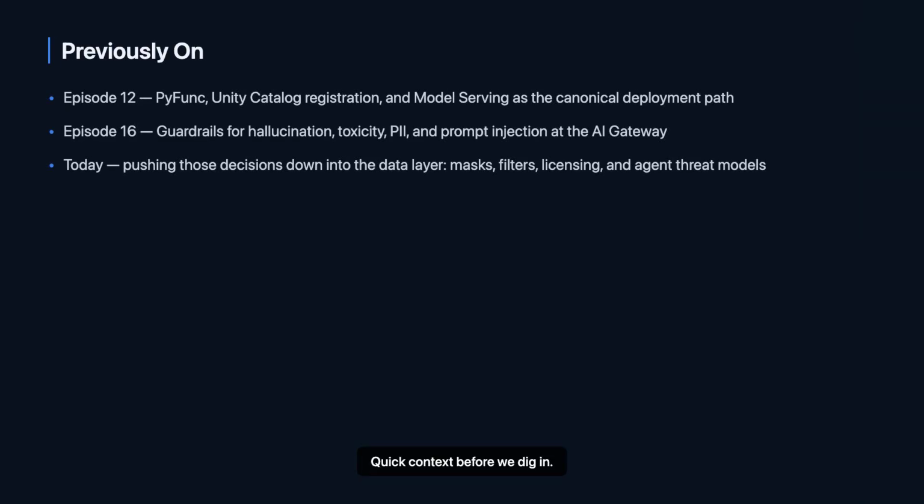Quick context before we dig in. Episode 12 covered the canonical deployment path: PyFunc, Unity Catalog registration, then a serving endpoint. Episode 16 stacked guardrails at the gateway. Today we push those concerns down into the data layer, where the museum's missing tag actually lives.